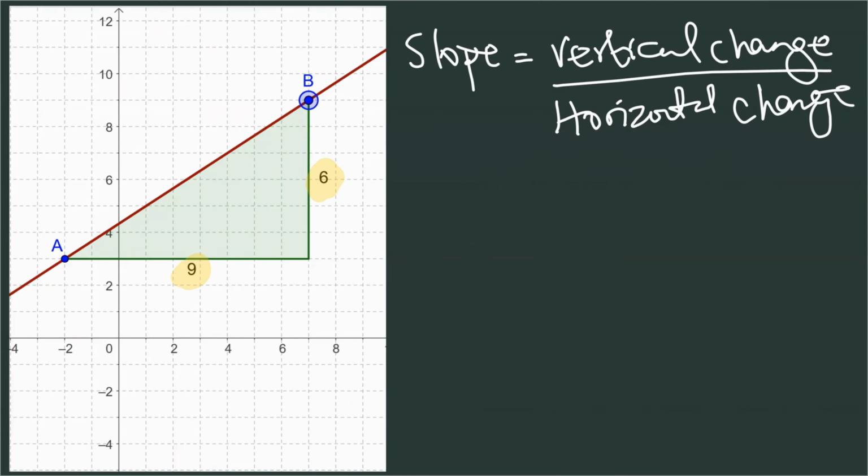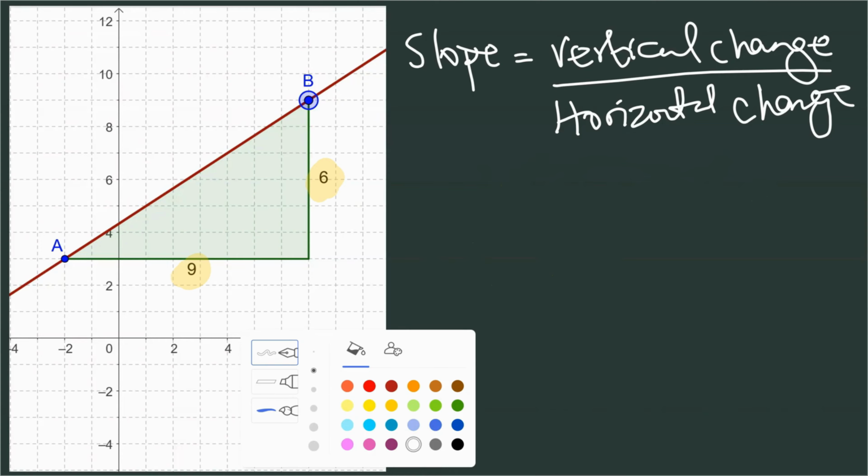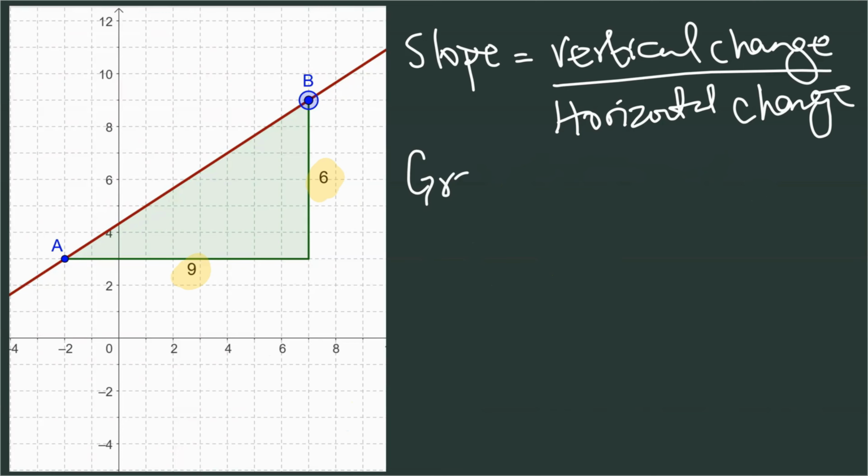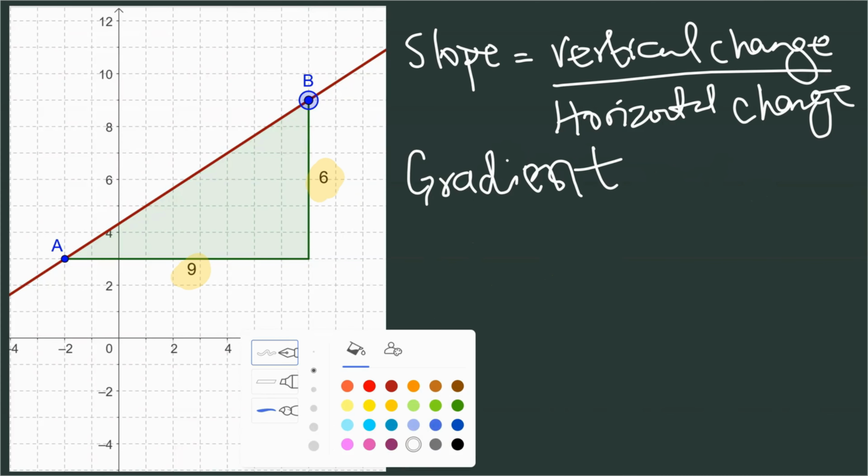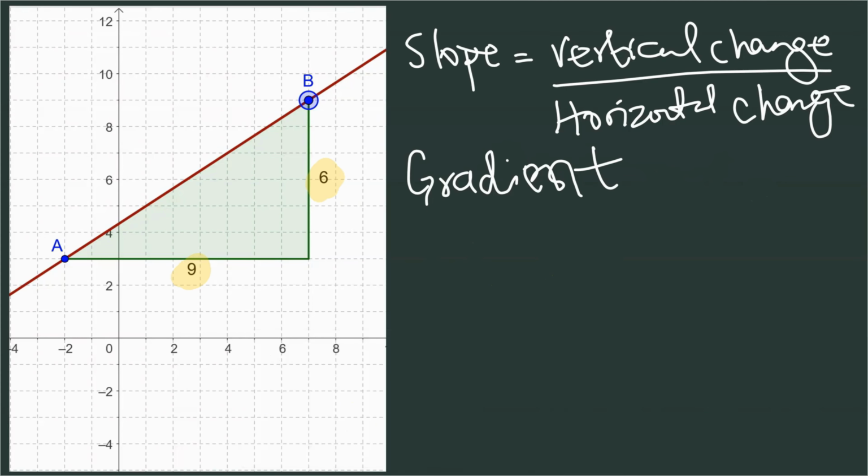Now remember, we said that the slope is the same as the gradient. When we are dealing with this graph, you are mainly going to call it the gradient. The gradient is the same as the slope. But now, how do we find the vertical change? How do we find the horizontal change?